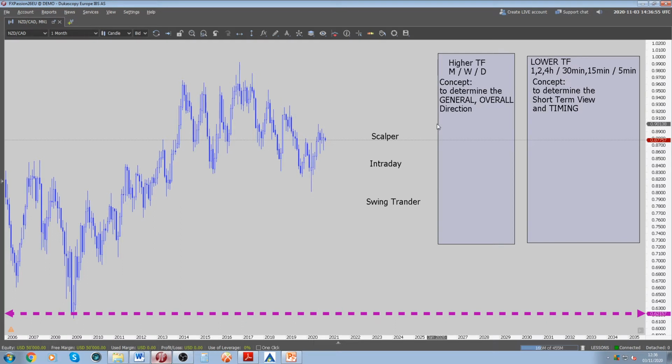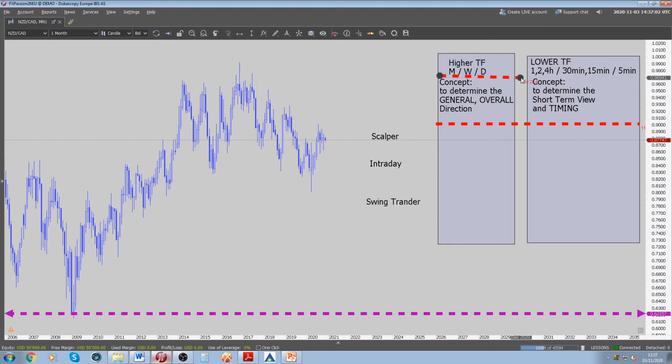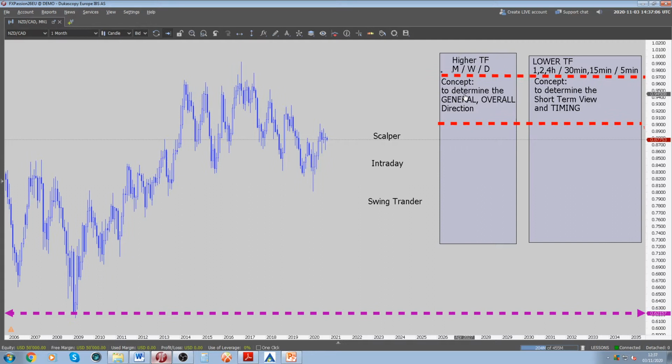now this is what you must learn, everybody, about the higher time frames and what you must learn about the lower time frames. Okay, so is somebody in here a scalper or an intraday trader?